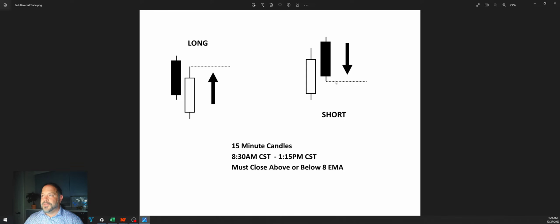Where's your entry? It is one tick. Please remember this. One tick underneath the low of this candle. That's where you put your short order. You're waiting for this next candle to pierce it, to get in. And you're looking now for that thrust downwards.